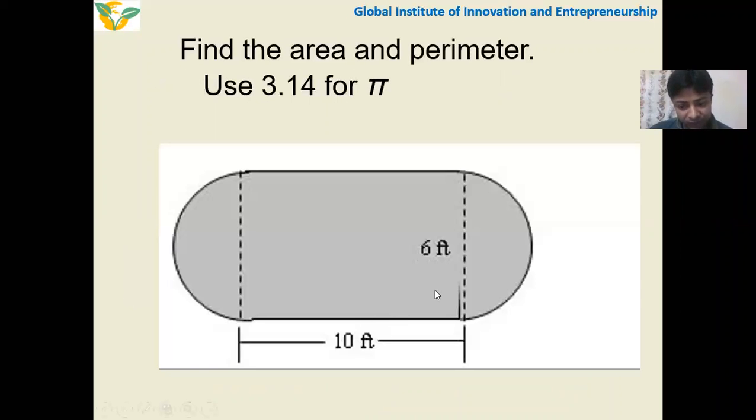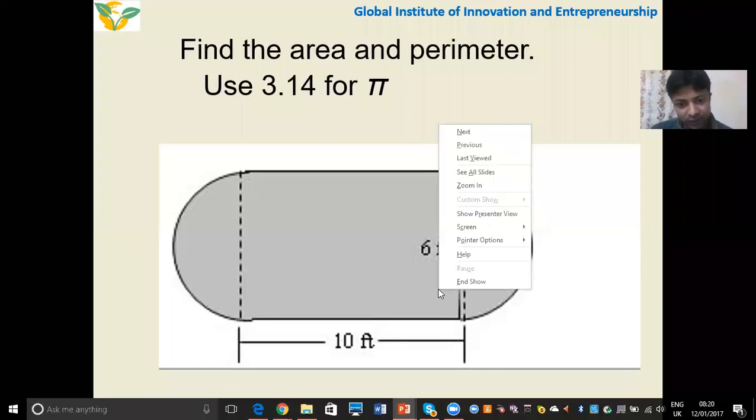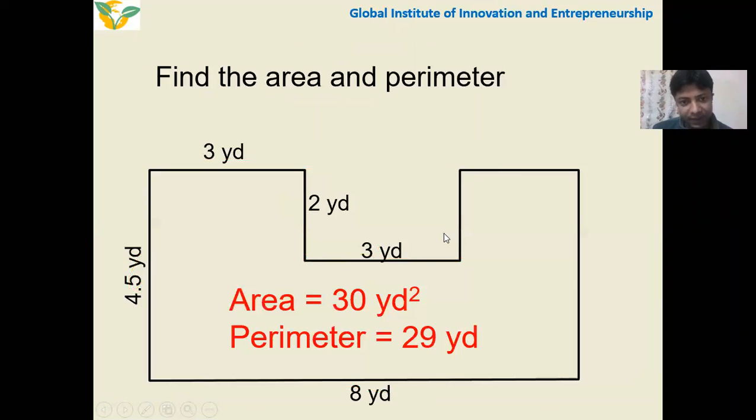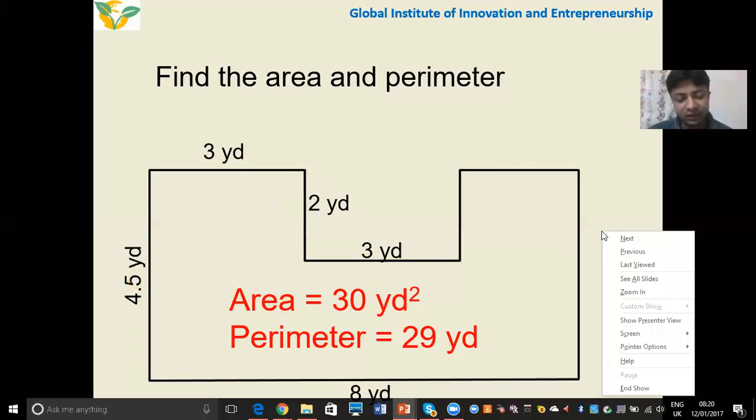So the area will be coming out to be 30 square, and the perimeter is 29 yards. Okay, if you do the same thing which you have done in the earlier examples.